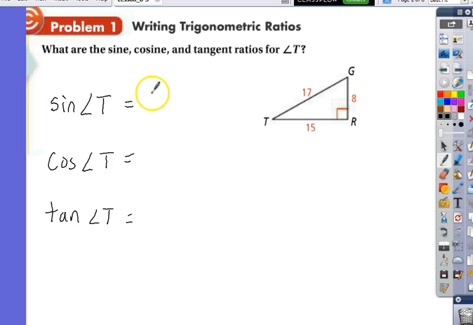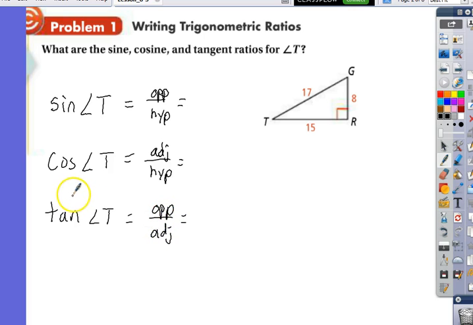Well, remember, sine is represented by opposite over hypotenuse. Cosine is adjacent over hypotenuse. And tangent is opposite over adjacent. All right, so in this particular problem, here's angle T, its opposite is 8, and its hypotenuse is 17. And for right now, we won't reduce these. I just want to get you guys in the habit of setting up the ratios. That one doesn't reduce anyway, but if one did reduce, we're not going to reduce it.